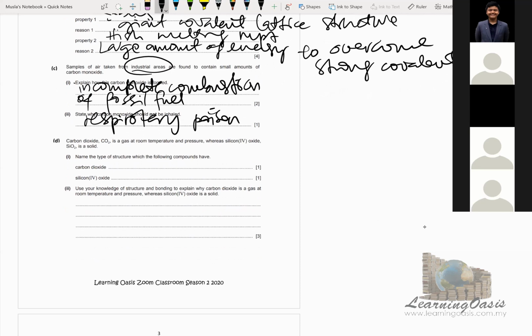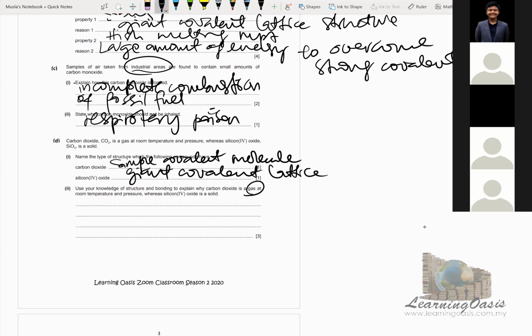Now name the type of structure which the following compounds have. Carbon dioxide? Simple covalent structure, simple covalent molecules. Silicon dioxide? Giant covalent lattice. Now use your knowledge of structure and bonding to explain why carbon dioxide is a gas at room temperature and pressure, whereas silicon dioxide is a solid.